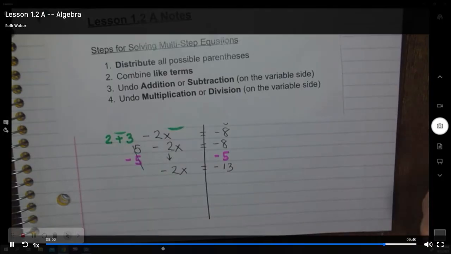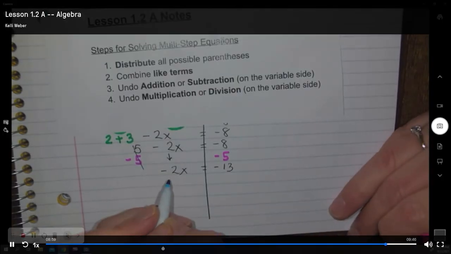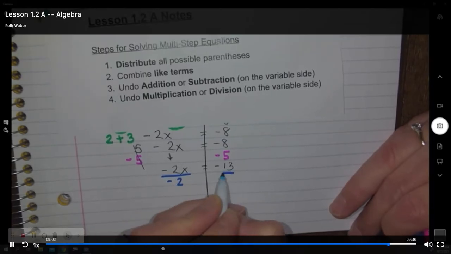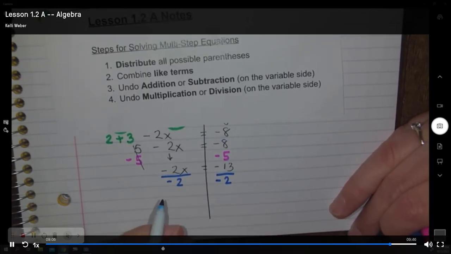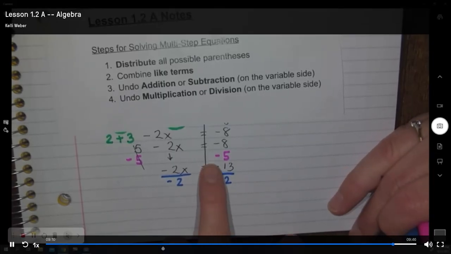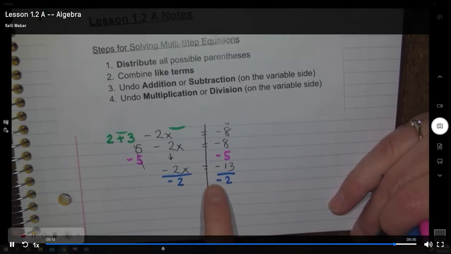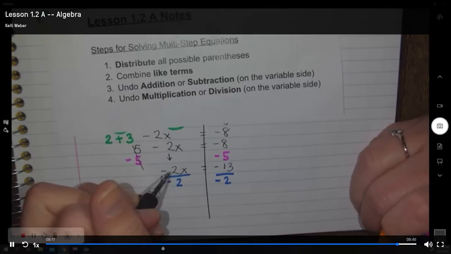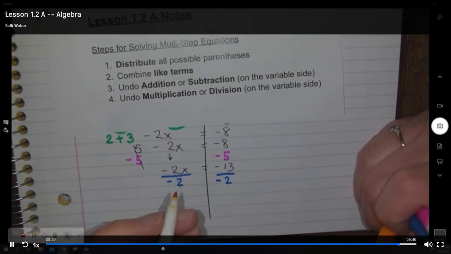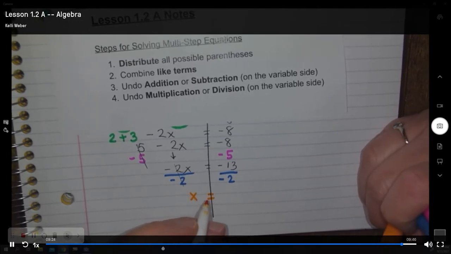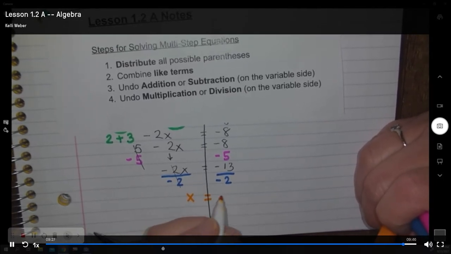And then my last step, undo multiplication or division on the variable side. So I have negative 2 times x. So I'm going to divide by negative 2. See how this comes into play right here. Making sure we're dividing by that negative means that my answer is going to end up being a positive because a negative divided by a negative is a positive. So negative 2 divided by negative 2 cancels. We make 1x. And then negative 13 divided by negative 2 is positive 6.5.